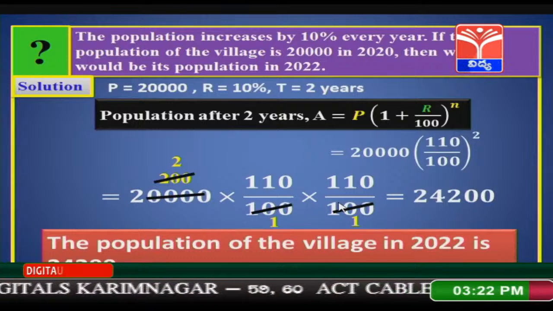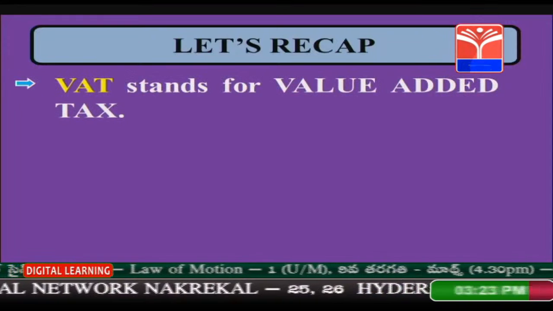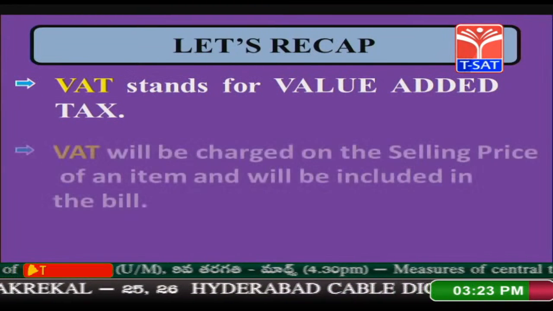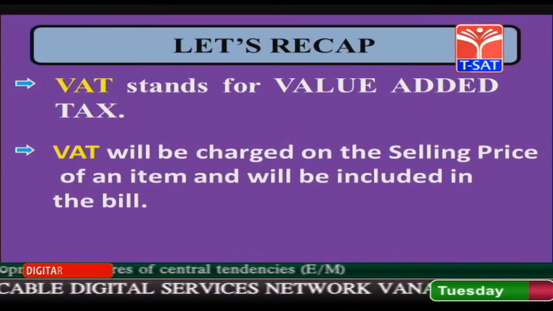24,200. So children, today we have learnt the concepts of VAT, GST and compound interest, and also we have solved some of the problems based on these concepts. I hope you have understood very well. So before we end our session, let us quickly recap what we have learnt. VAT stands for value added tax. VAT will be charged on the selling price of an item and will be included in the bill.